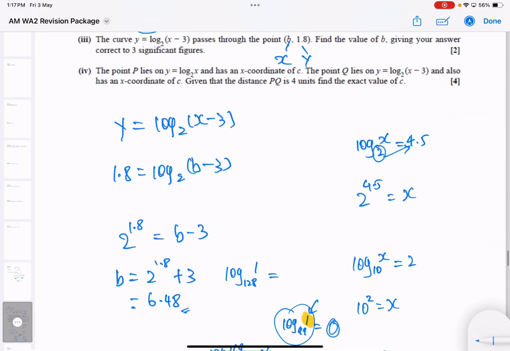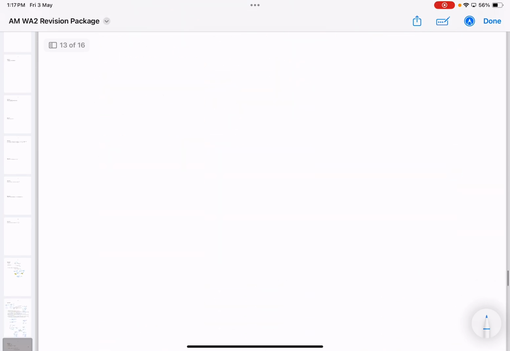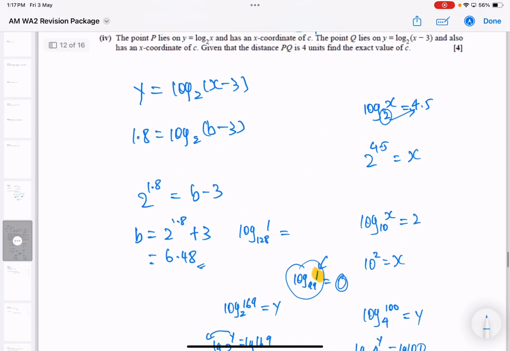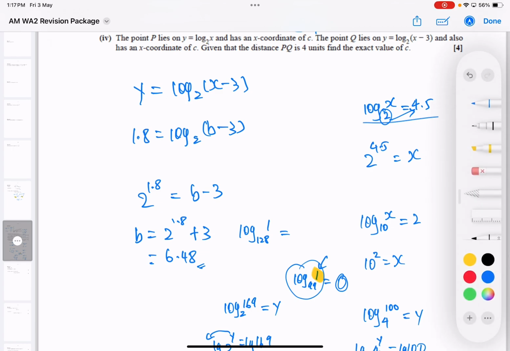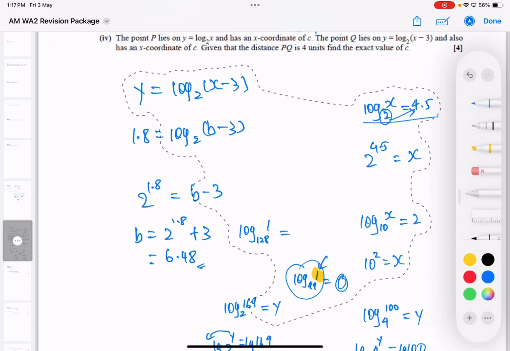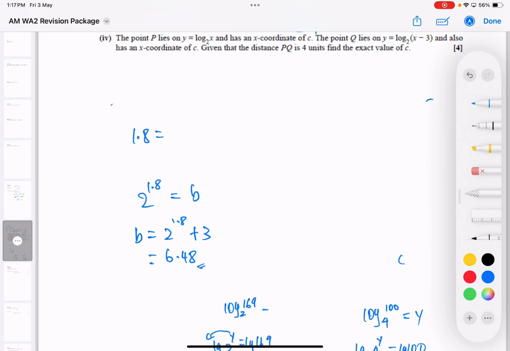Okay, now part IV. I think this is the last compulsory question I want to go through. Okay, so can we look at this question? Let me clear out all the rest first.